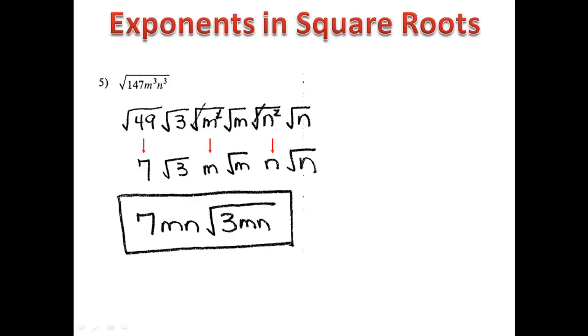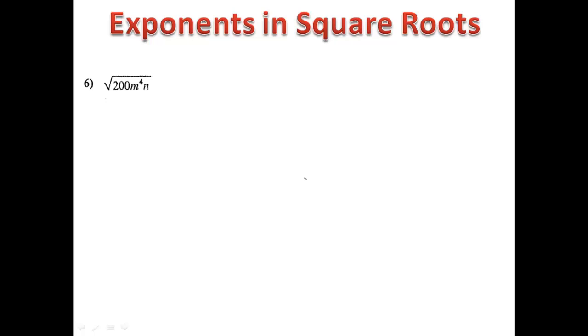Once again, if we think of our variables in groups of 2, we have one group of 2 with one left over. The one group goes on the outside, the leftovers on the inside. The n is the same thing. One group of 2, that group of 2 goes on the outside as n, and we have one left over on the inside, that's the n in the radical.